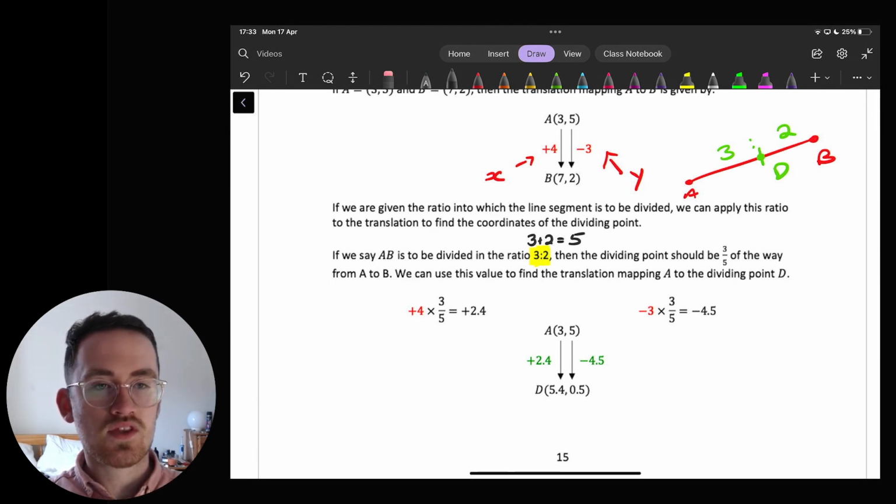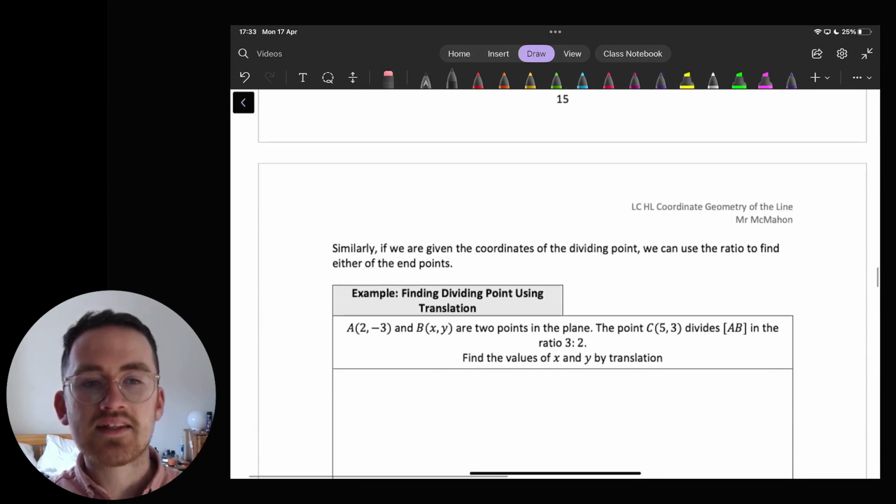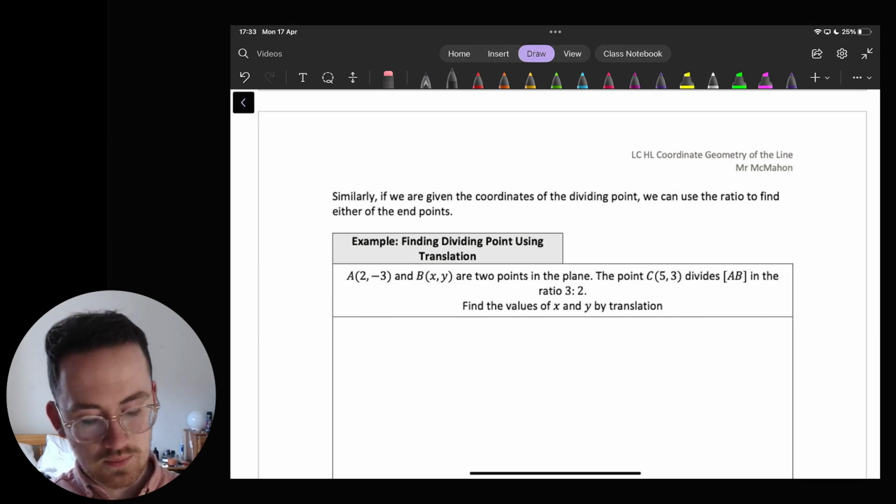The same thing goes for the y translation. Instead of doing the full y translation, the -3, we'll just do 3/5 of it, so we'll take away 1.8 instead. And we get that D is (5.4, 3.2). In the same way, if we were given the dividing point, we can then use the ratio to find either of the endpoints if we need to.